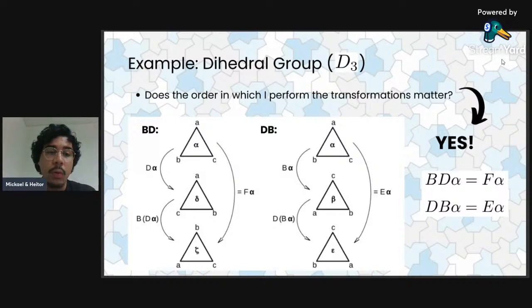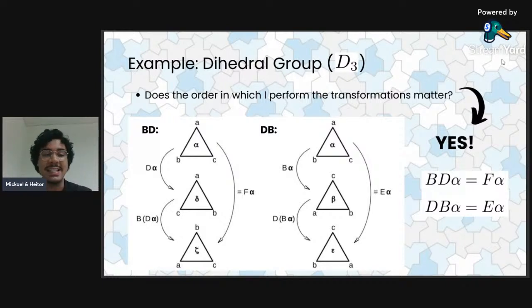And what I want to investigate is what happens if I change the order in which I do these transformations. In this example, I apply D and then B on the left, because we read from right to left. So in the first one, I start with alpha again, and I apply D, that is a reflection. I reflect it, I have delta orientation, and then I apply B, the rotation.